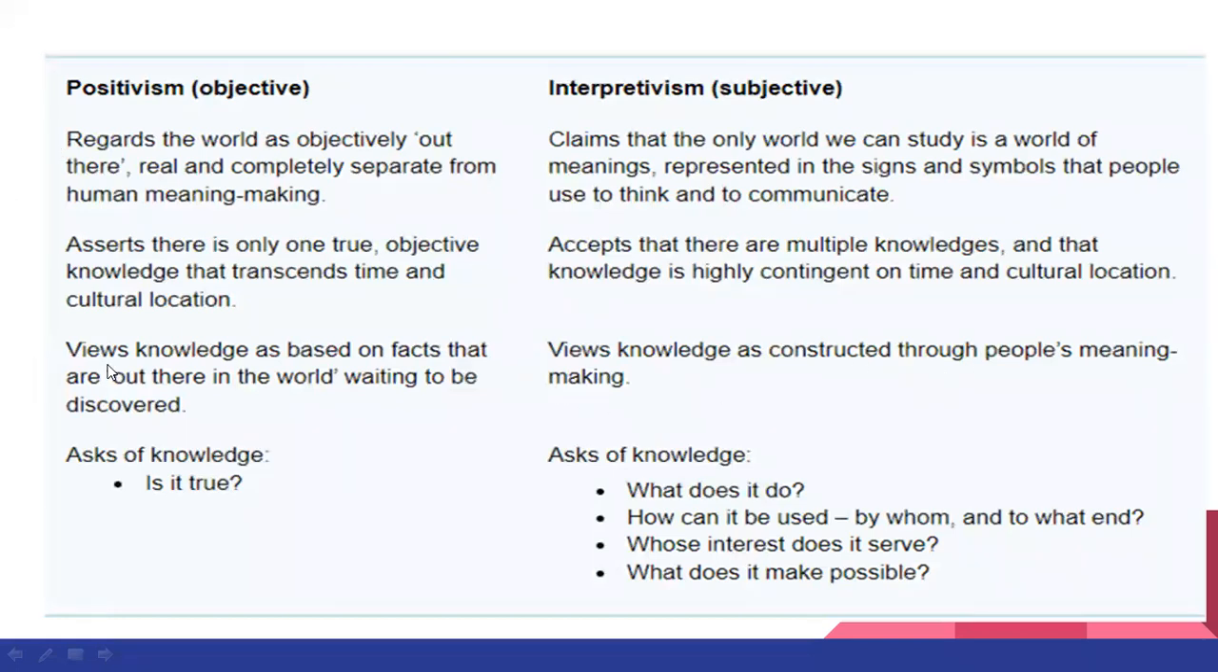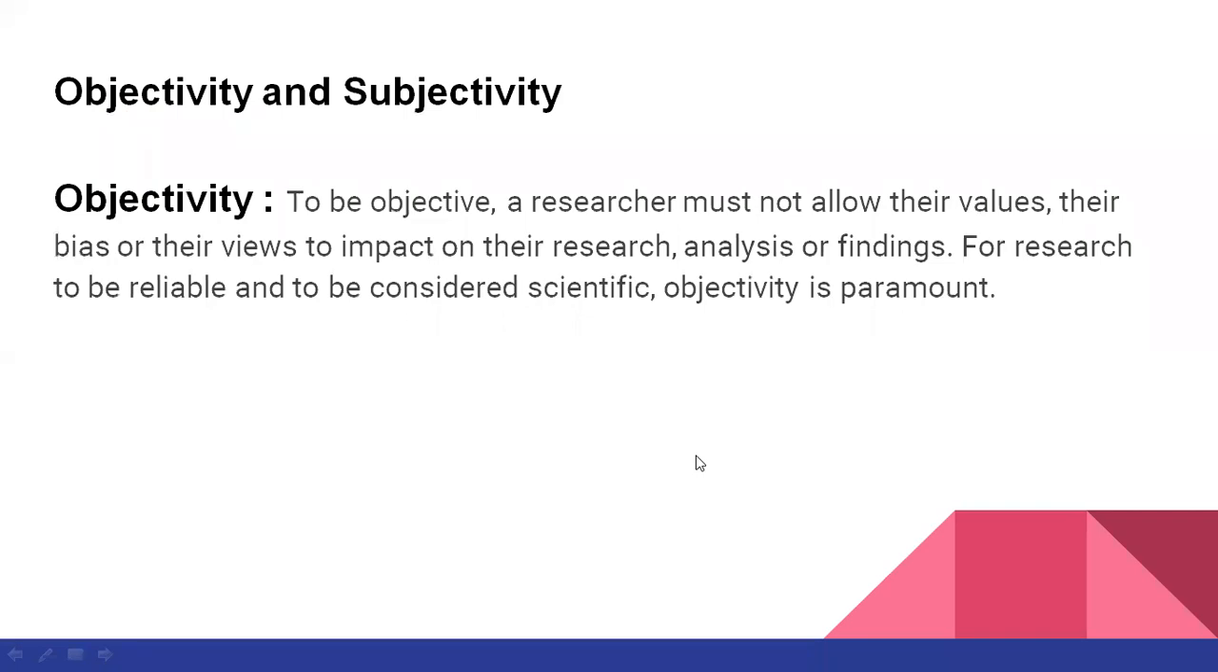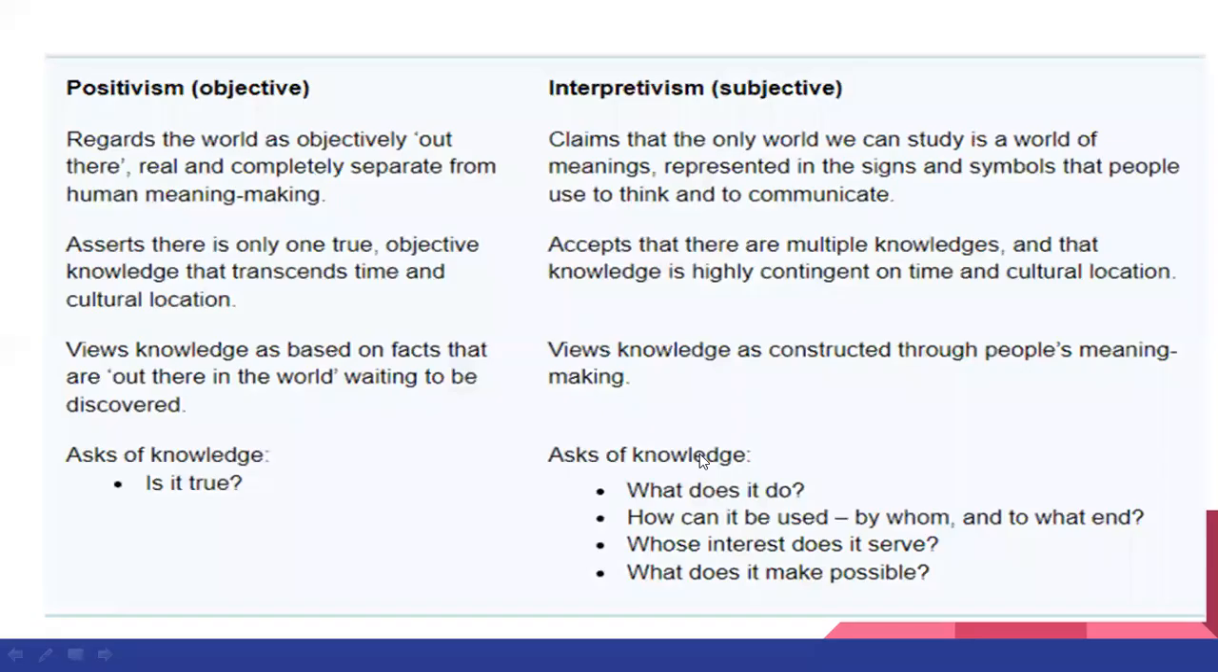So in brief, we can say that positivism or objective research asks of knowledge, is it true? While subjective research asks of knowledge, what does it do? How can it be used? By whom, or to what end? What interest does it serve? What does it make possible? All right, so this is regarding objectivity and subjectivity, or objective research and subjective research.